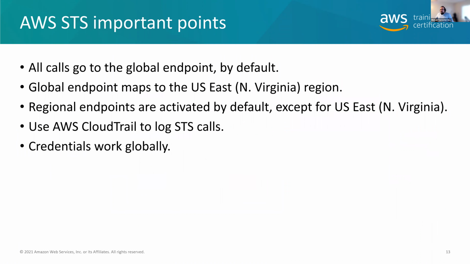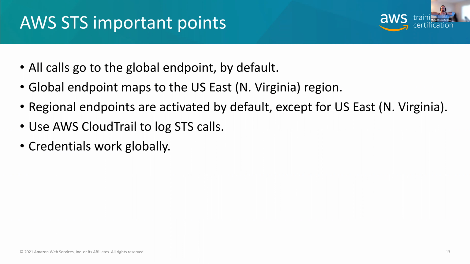STS, the Secure Token Service, has a few caveats. All calls go to the global endpoint by default, which is actually located in North Virginia. Regional endpoints you have to call explicitly, but by default, it's going to go to the global endpoint in North Virginia. If you want to see all the information about the API calls you're making against the account, against STS, you've got to look at CloudTrail. But just be aware that these credentials, just like IAM, are global, meaning they're going to work wherever your account exists, which is globally, right?